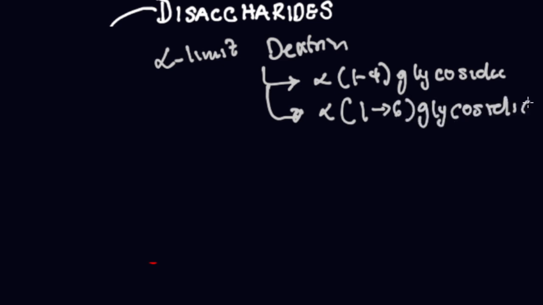It is called alpha limit dextrin because once you start breaking the bonds of starch, to some extent you are going to reach alpha 1,6, and at the same time you are going to reach alpha 1,4. Our body has an enzyme that can act on the alpha 1,4 glycosidic bond, but not on the alpha 1,6 glycosidic bond. But there will be a change from alpha 1,6 to alpha 1,4, and that happens in glycogenolysis.